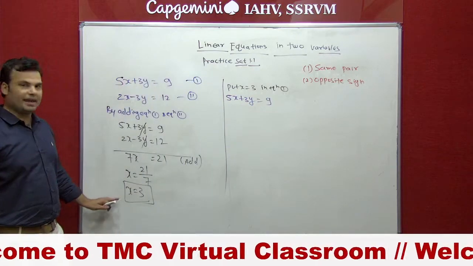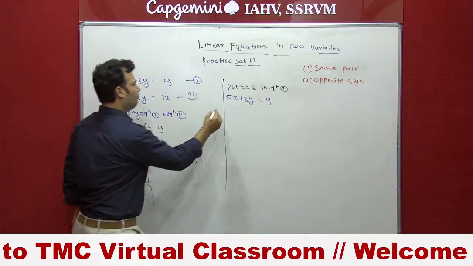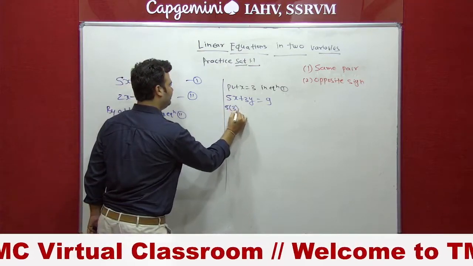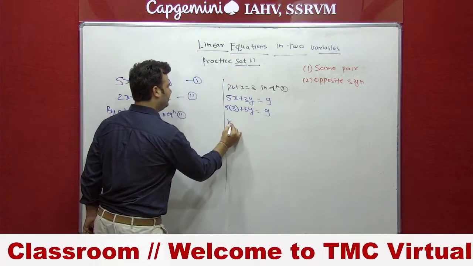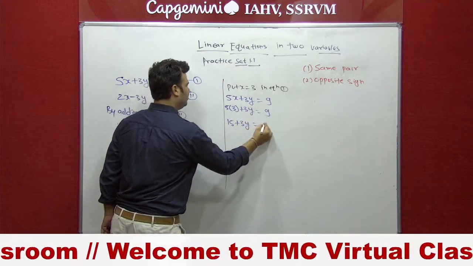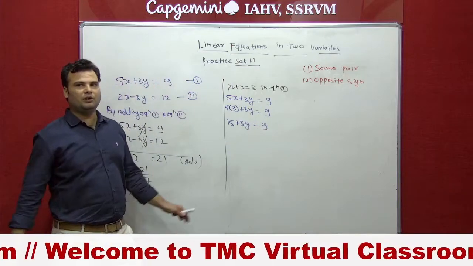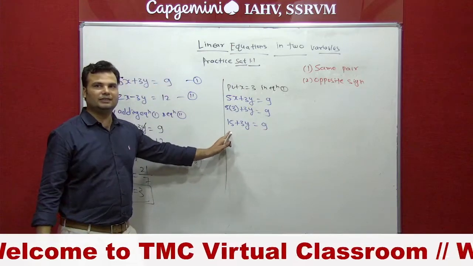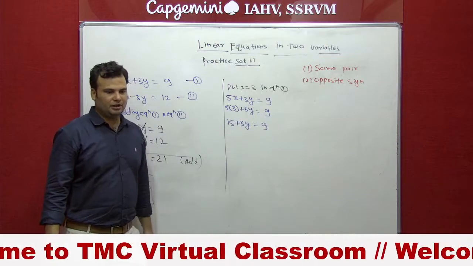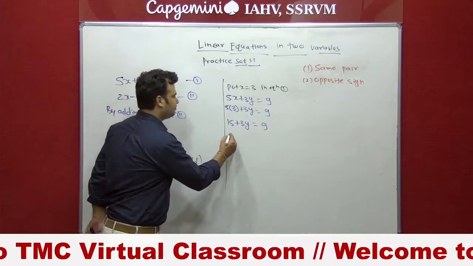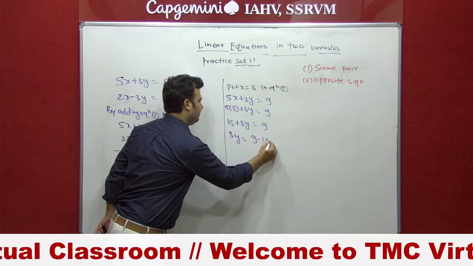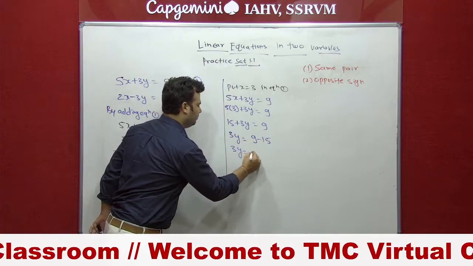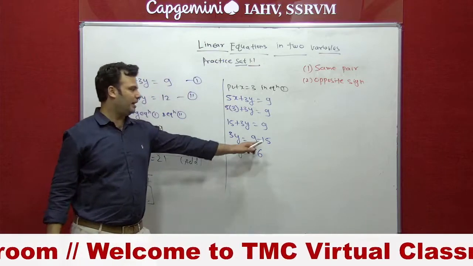Now in place of x we can put 3. So 5 in bracket 3 plus 3y equal to 9. 5 threes are 15 plus 3y equal to 9. Now student, we want to find the answer of y. So this side is plus, the opposite side becomes minus. So 3y equal to 9 minus 15. The answer is minus 6, because the greater is minus 15.